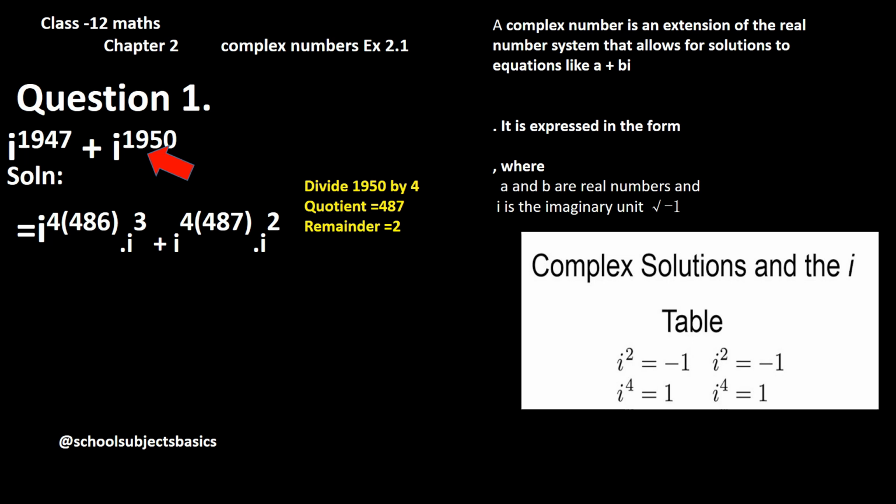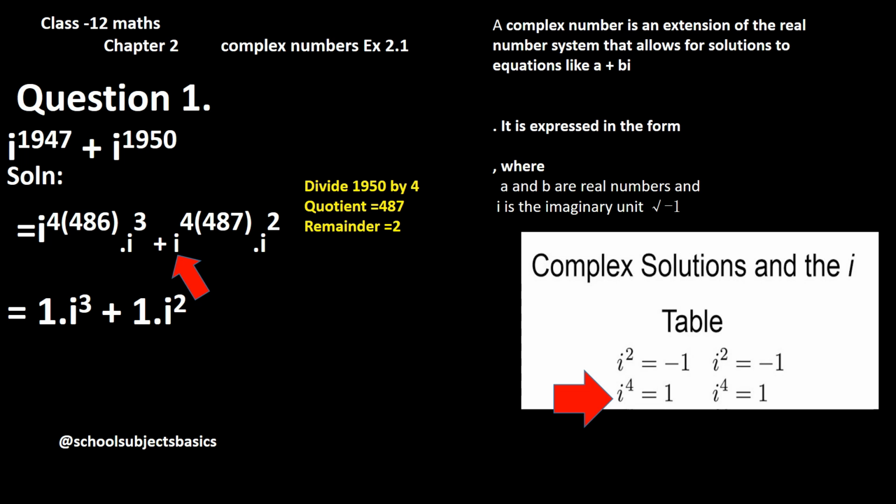Now we have found the first step and we will go to the second step. Here i^(4×486) is anything into i^4, which is 1, so we don't need to consider anything. We can directly write 1 times i^3. Similarly, plus i^(4×487) is also 1, so we can write directly 1 times i^2. The next step will be 1 times i^3 is i^3, and 1 times i^2 is i^2. So that is i^3 + i^2.